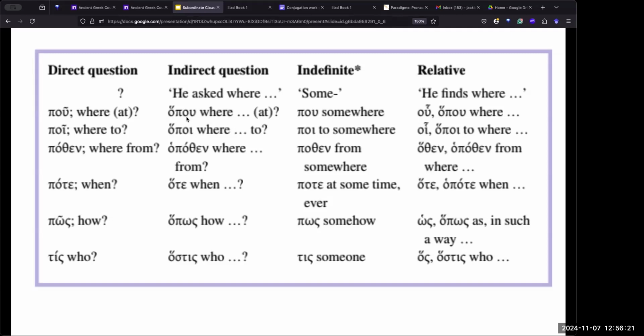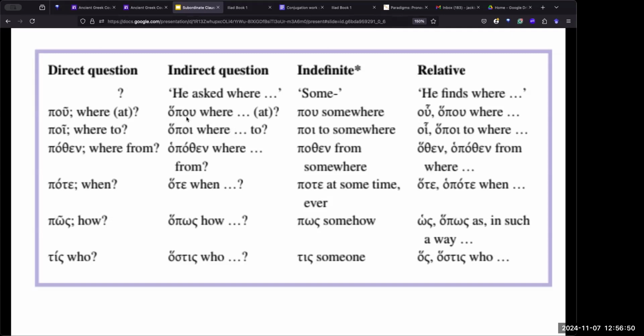So with pu, hopu, pu again, but with no accent, meaning somewhere. So where? He asked where. Well, somewhere is the answer. Or who or hopu, the relative. He came where the house was. Right? He came to the place where the house was.